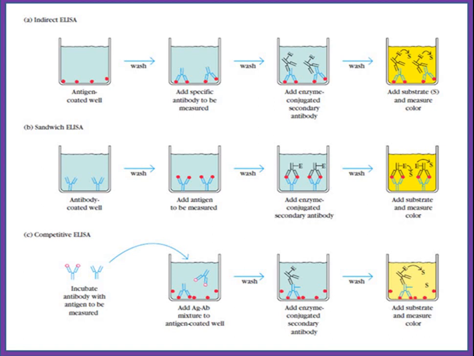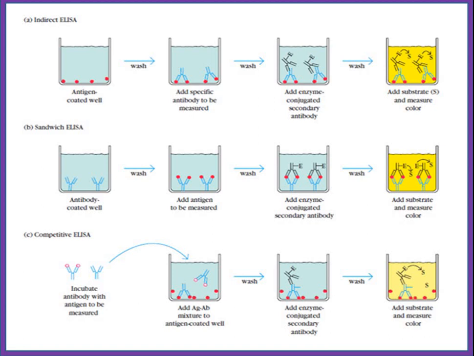Then finally we have to add substrate, and the substrate specifically binds with the enzyme and produces a color reaction. That color intensity will be detected with the help of a spectrophotometer.